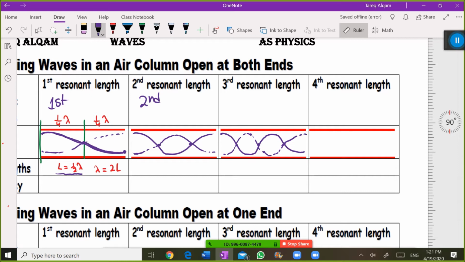Okay, let me show you the second one. Follow with me how. I will divide this. This is a quarter, right? And here a quarter. And here a quarter.